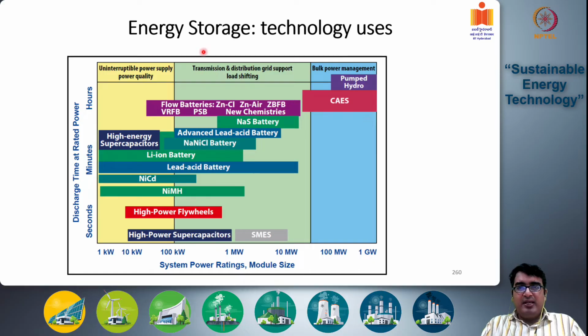And these are some of the energy storage technology uses. We have discussed this a few times before. This is the discharge time at rated power: seconds, minutes and hours. And system power ratings in terms of module size. The largest sizes are pumped hydro and compressed air. So these are extremely high volume systems, 100 megawatts to 1 gigawatt, and they are used in bulk power management.